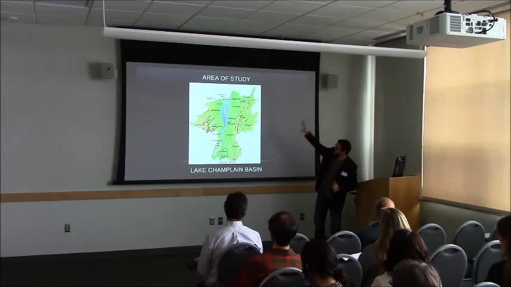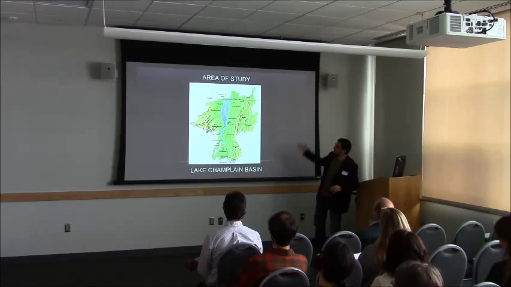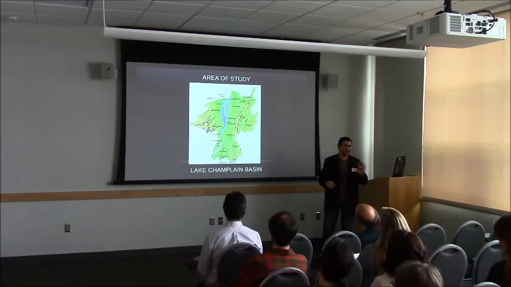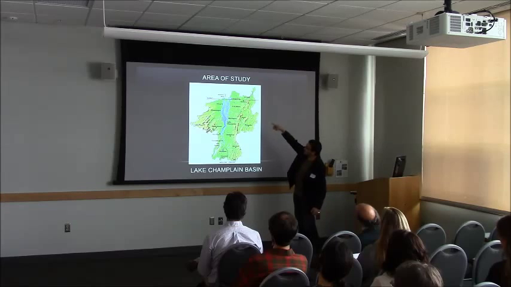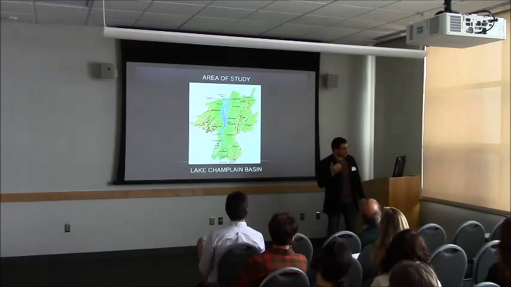We need to understand how climate change can affect the entire basin. There are a few rivers, the Missisquoi River, the Winooski River, and so many other rivers. So in order for us to start somewhere, we actually cropped the top left corner, which is 22,000 square kilometers.